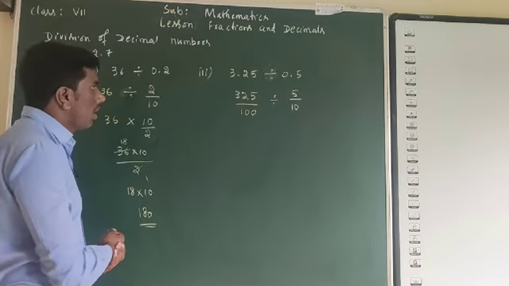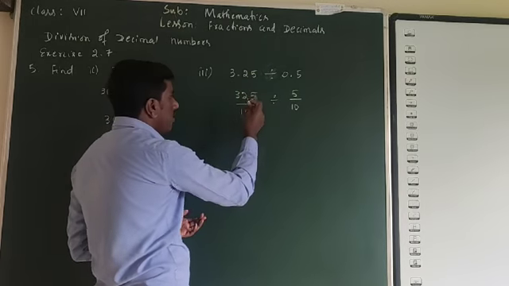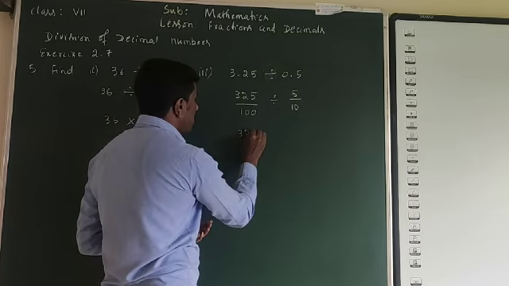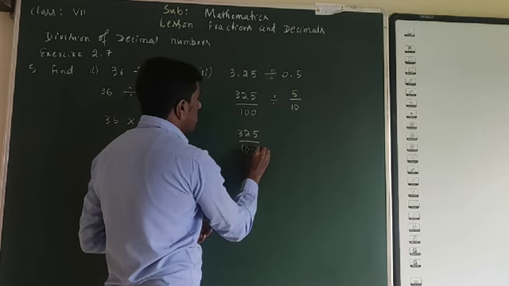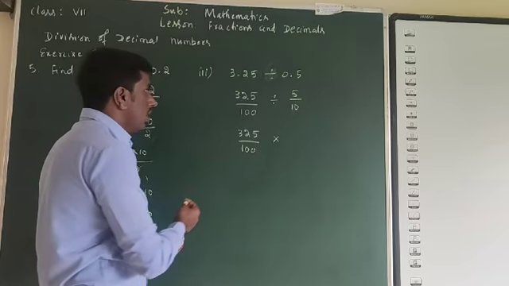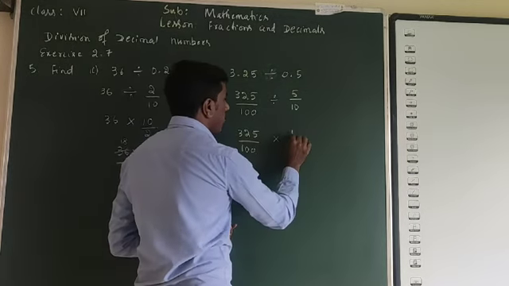Now it is in fraction form: division of a fraction by a fraction. Write the first number as it is. Now change the division operation into a multiplication operation. Then you should write the reciprocal for the second number.